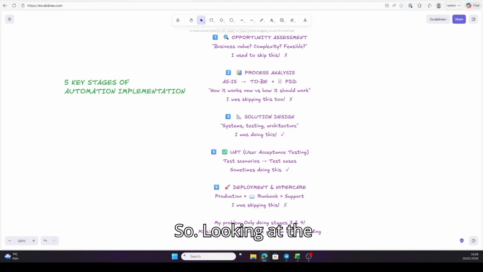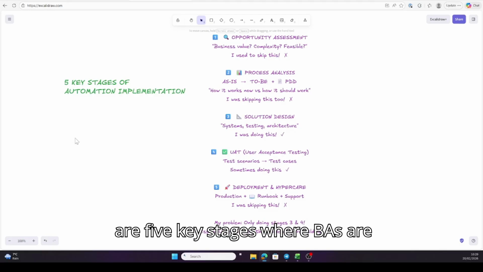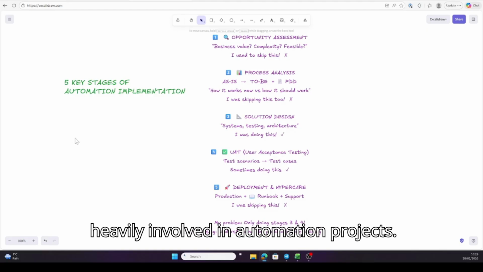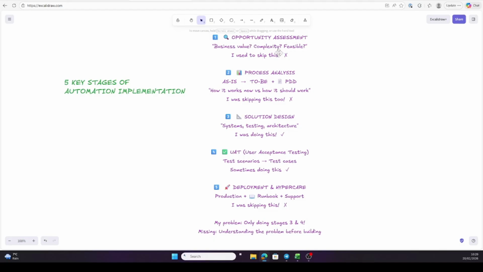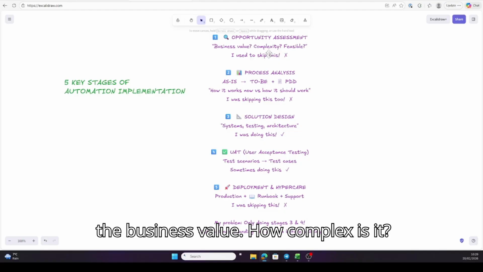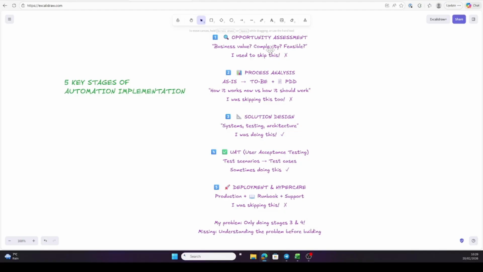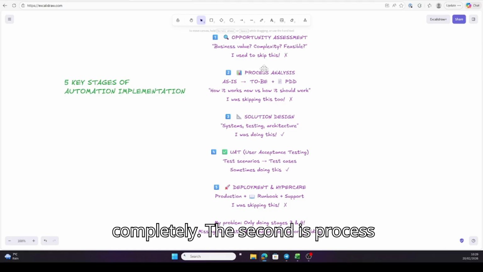So looking at the business analyst role specifically, there are 5 key stages where BAs are heavily involved in automation projects. First is opportunity assessment. Before building anything, you evaluate the business value. How complex is it? Is it even feasible? I used to skip this completely.